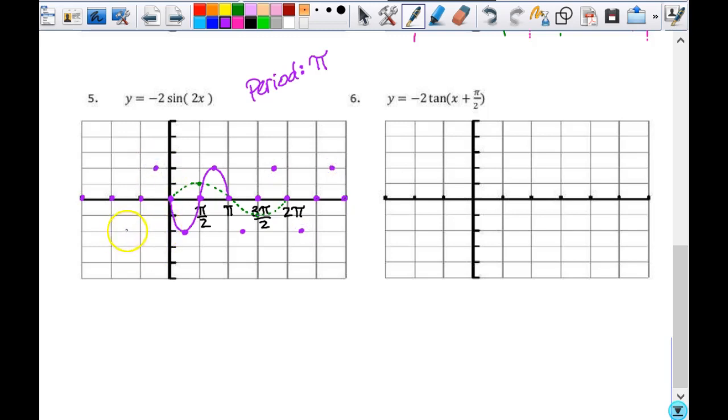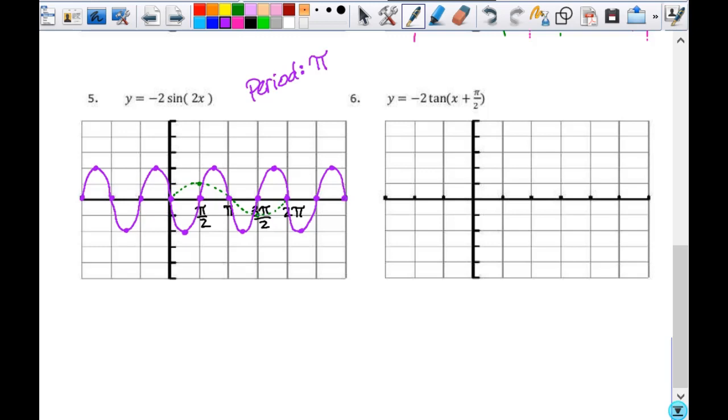Up, and up. Down here. And there you go. So you can see the compression there and how you have more cycles.